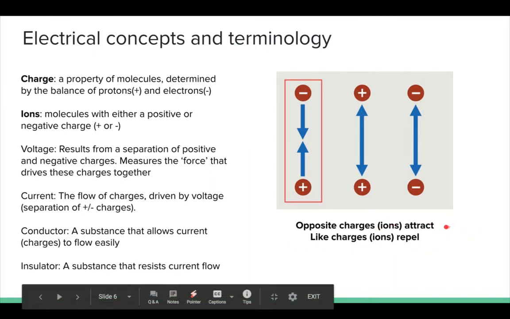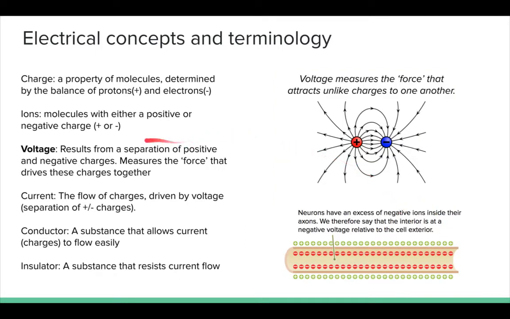Now, this process of attraction and repulsion is something that we can actually measure. We measure it with a term that's familiar to you, which is called voltage. When we're measuring voltage, what we're measuring is the force that is acting on charges that may be attracted to one another. Another way of putting this is that if you separate positive and negative charges, there's going to be some electrostatic force driving those charges towards one another, and that force is the voltage.